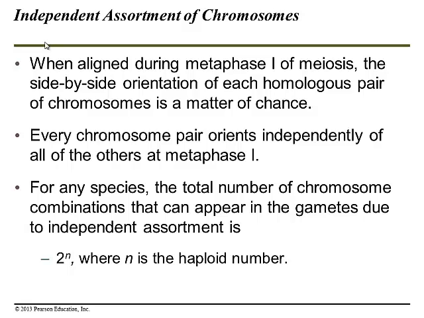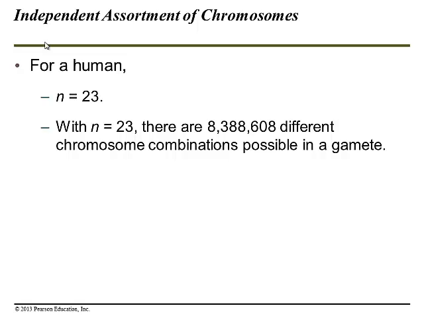So, every chromosome pair orients independently of all the others at metaphase 1. For any species, the total number of chromosome combinations that can appear in gametes due to independent assortment is 2 to the nth power, where n is the haploid number. So are you ready to blow your mind? For humans, n is 23, right? So with n being 23, how many different chromosome combinations are possible just in your gametes? That's not including bringing together two gametes. How many different possibilities?